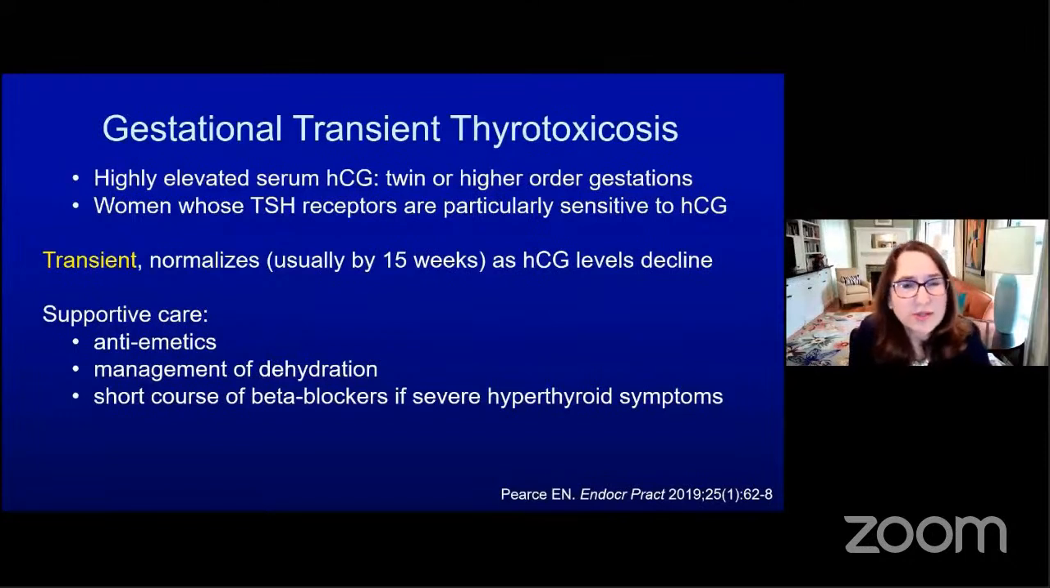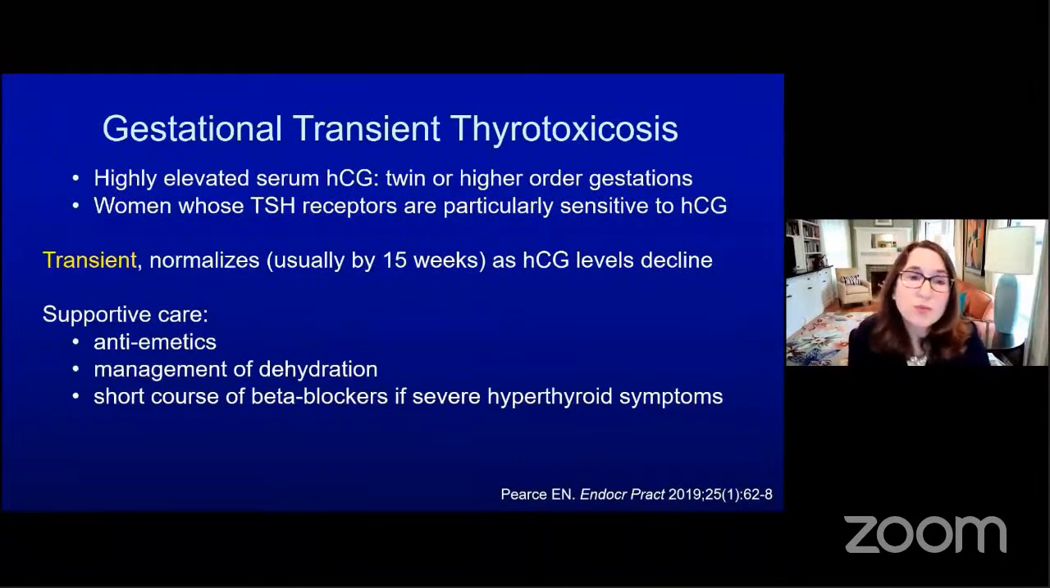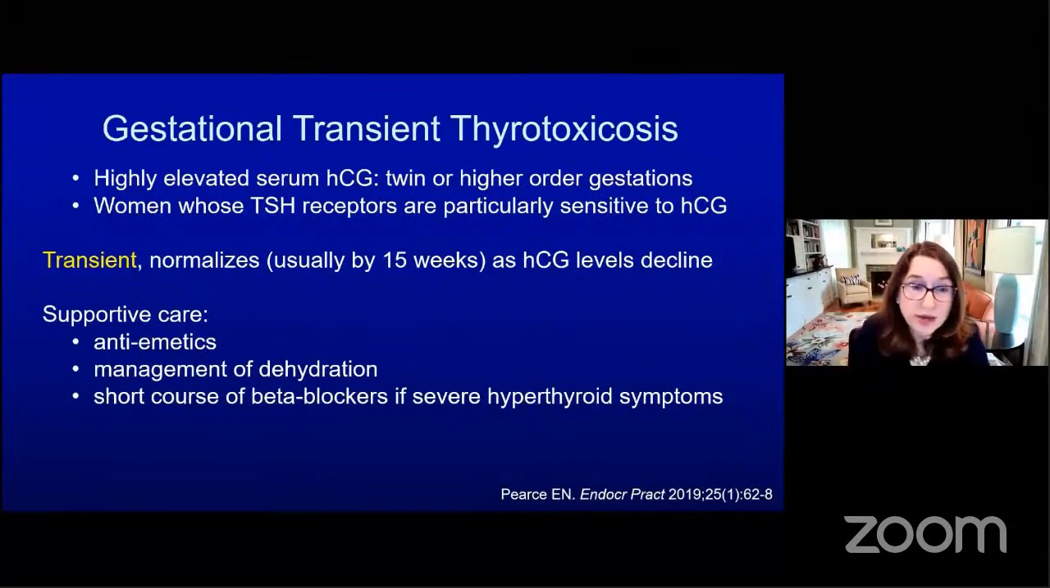And in these women, we see not just a subtle increase in thyroid hormone production in early pregnancy, but we see the development of frank hyperthyroidism. This, as the name implies, is transient. It typically normalizes, usually by about 15 weeks gestation, as those HCG levels decline. So women with this gestational transient thyrotoxicosis do not need treatment with antithyroid drugs. Most of them do not have severe hyperthyroid symptoms. Most of them are symptomatic typically just with the nausea and vomiting. So we treat with antiemetics, with management of dehydration, and with a short course of beta blockers if there are significant hyperthyroid symptoms.